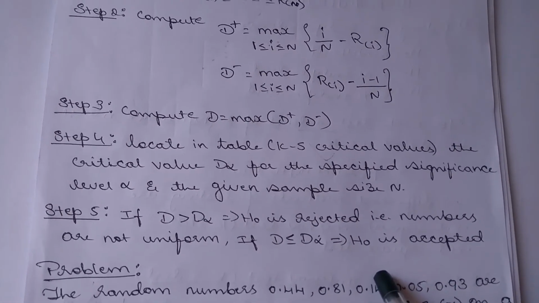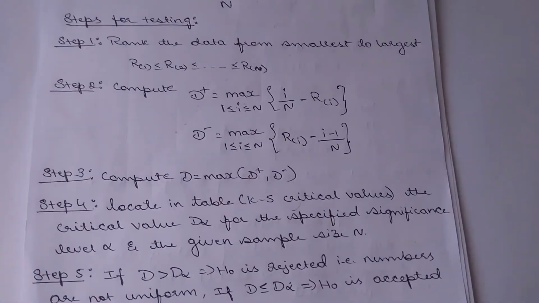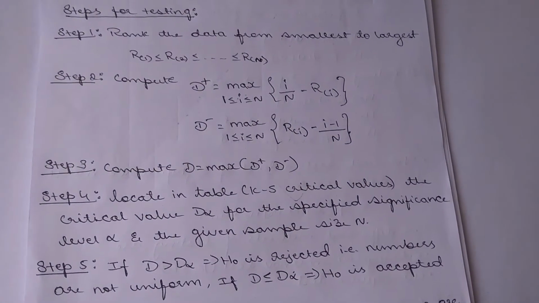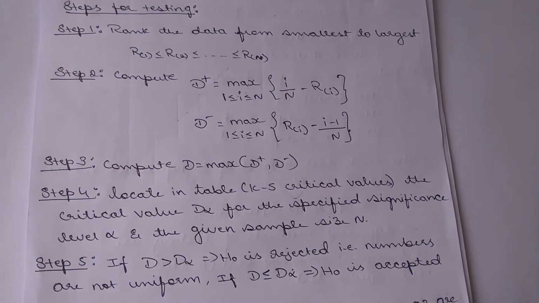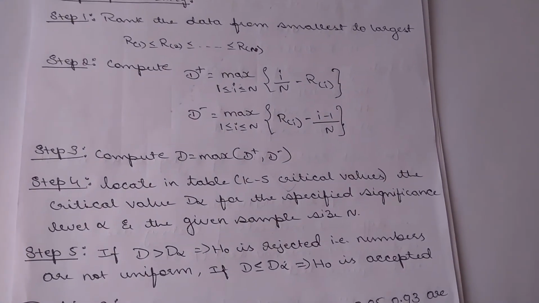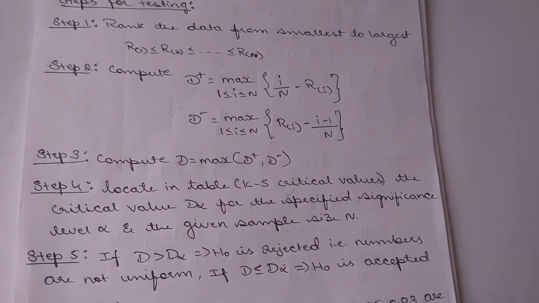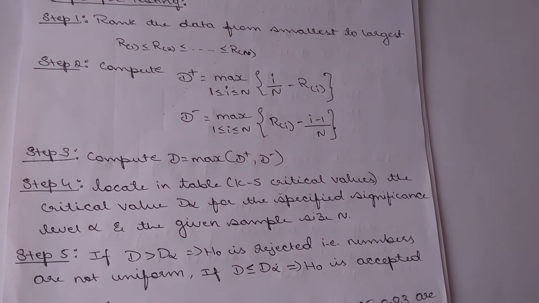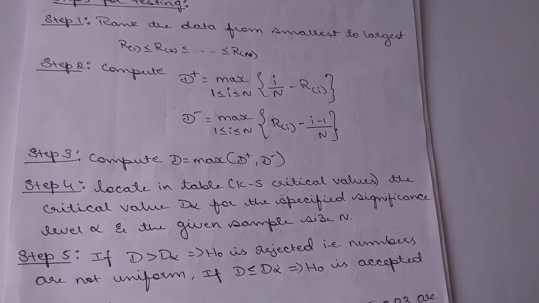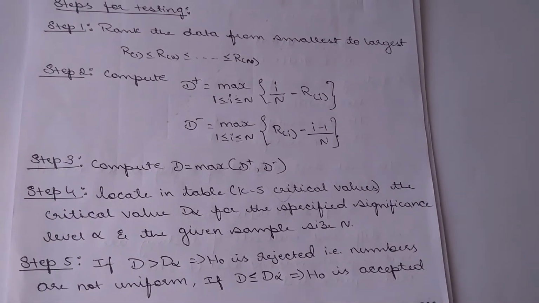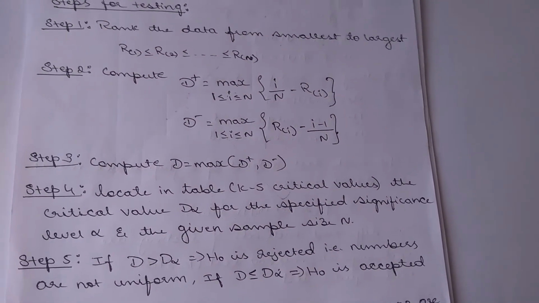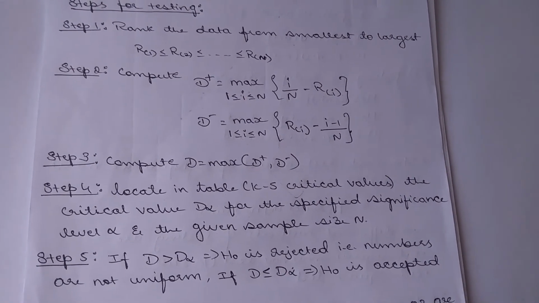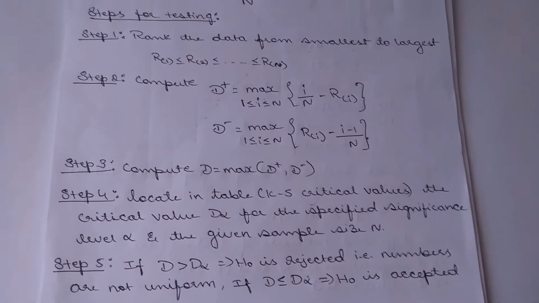Okay, these are the 5 steps you have to follow. The very first step is to arrange the numbers in increasing order, then compute D plus and D minus, the maximum of D plus and the maximum of D minus. After that, you find the maximum among these two, which will be called D. Then you find the D alpha from the given value of alpha. Then you check whether D is greater than D alpha or whether D is less than or equal to D alpha. Then you say whether the hypothesis is accepted or rejected.